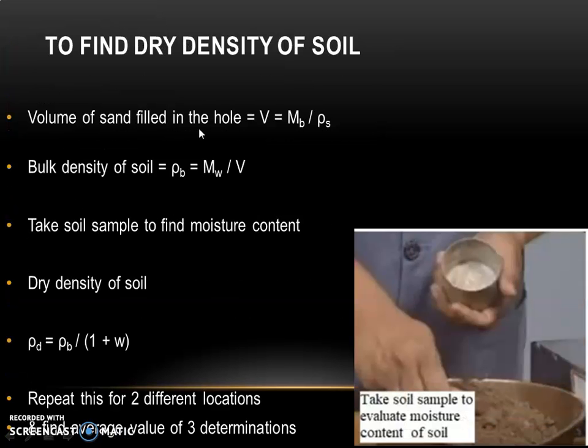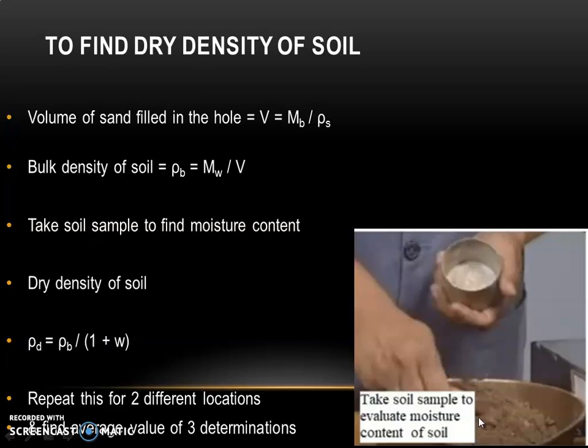Volume of sand filled in the hole V is equal to MB divided by rho S. We know that density is mass by volume, so volume will be equal to mass divided by density. And bulk density of soil rho B will be equal to mass of soil which was excavated from the hole divided by volume V.